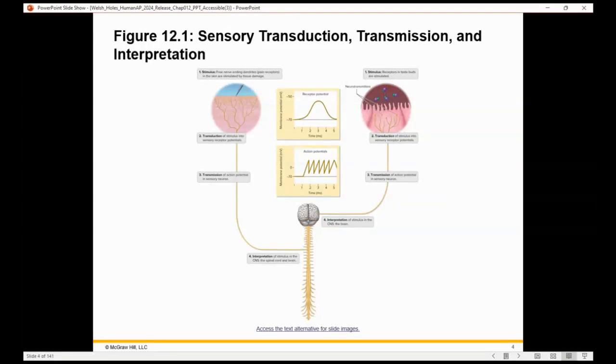This figure shows you sensory transduction, transmission, and interpretation from two different sources. The first one is from a free nerve ending, like in the skin, and the second example is receptors like your taste buds. It goes through the stimulus, transduction, transmission, and then interpretation.